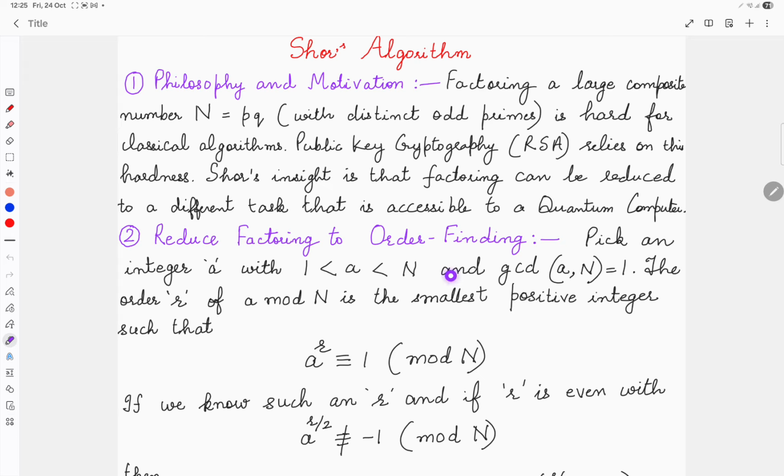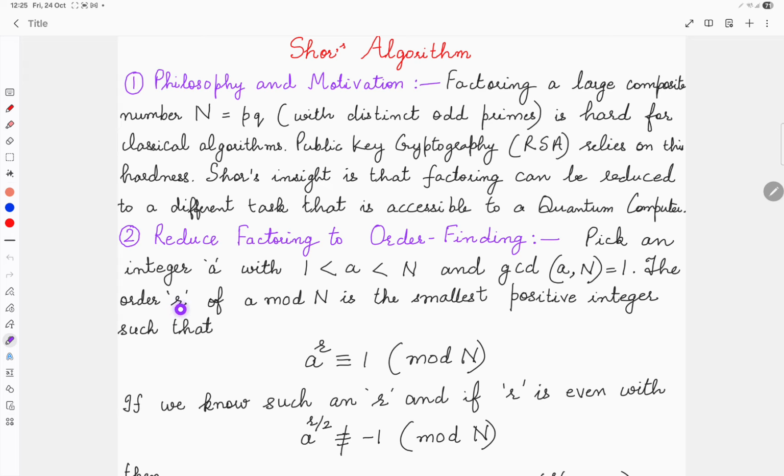Keeping in view that we will find the period of a function using the algorithm which I have already explained in one of the videos, now, how does Shor's algorithm go? Pick an integer. Let us choose an integer a with values between 1 and capital N, and let's say the greatest common divisor of a comma N is 1.